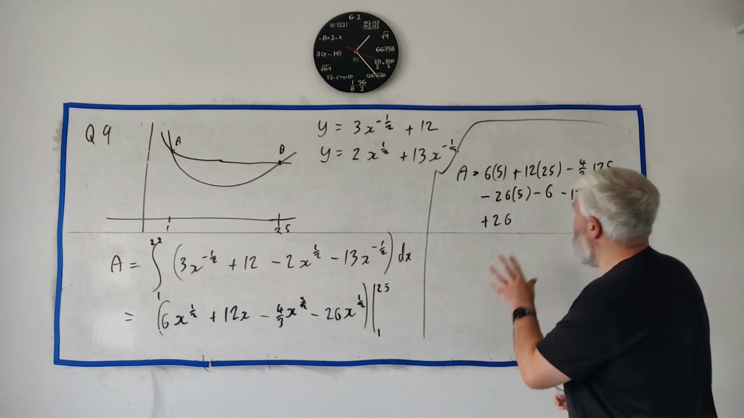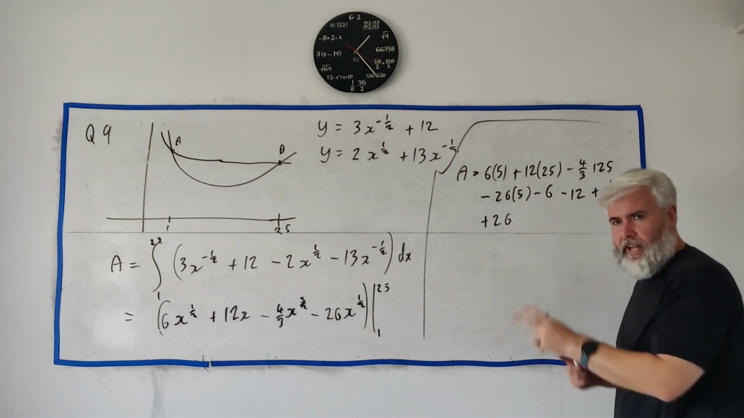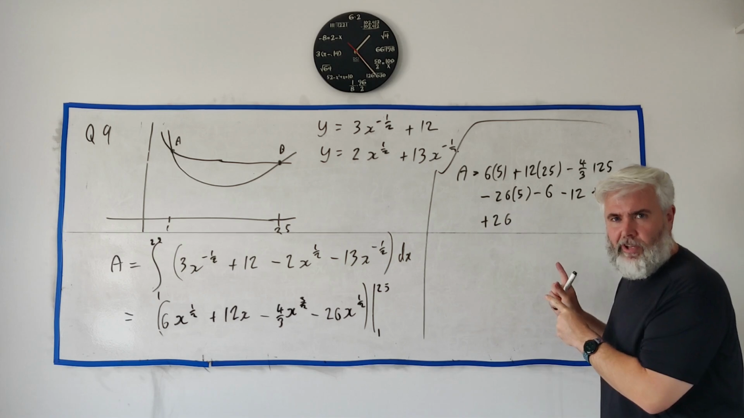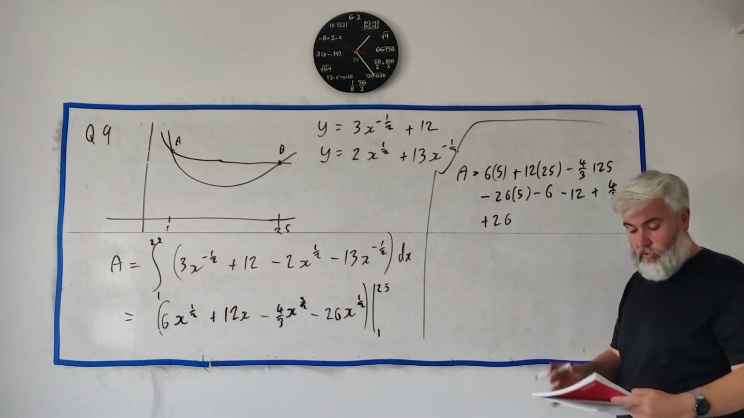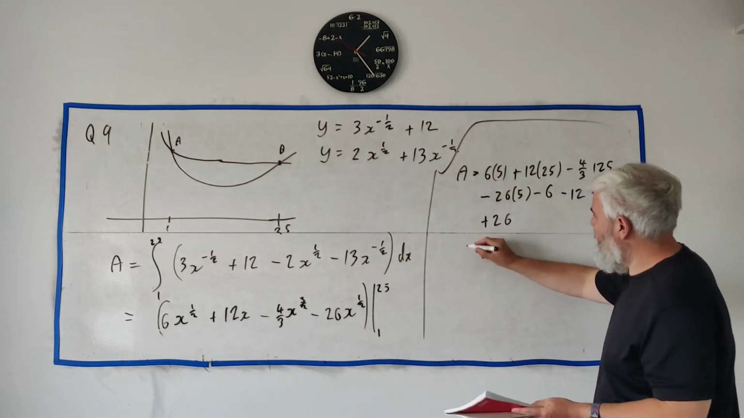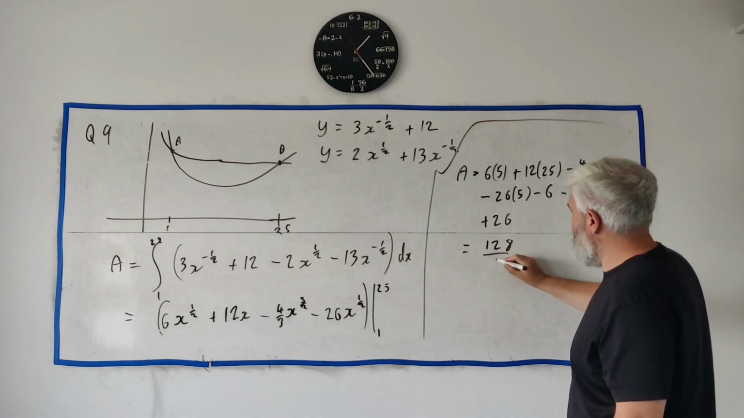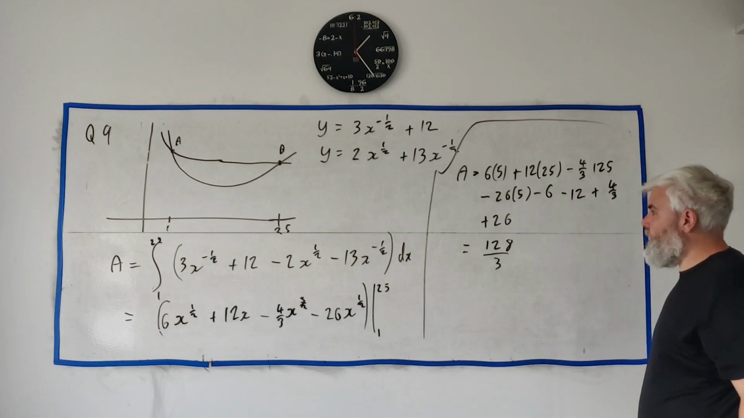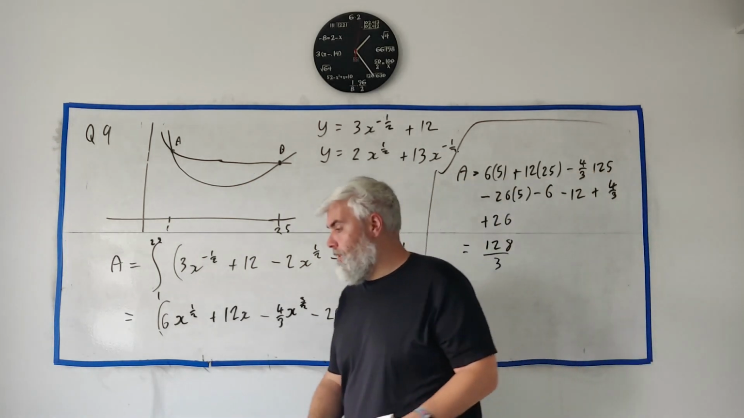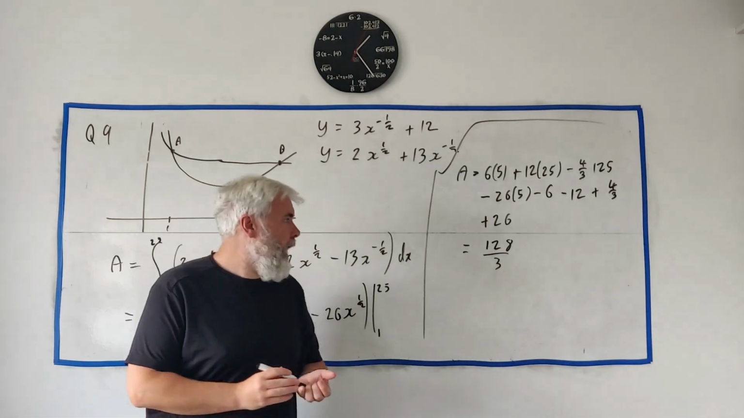Now, you can go ahead and put all this on a calculator. I took a quick edit to check if all these numbers are right. They do seem to be. If you put all this into a calculator or do it all by hand, you should get 128 over 3, which is the final answer to question 9.